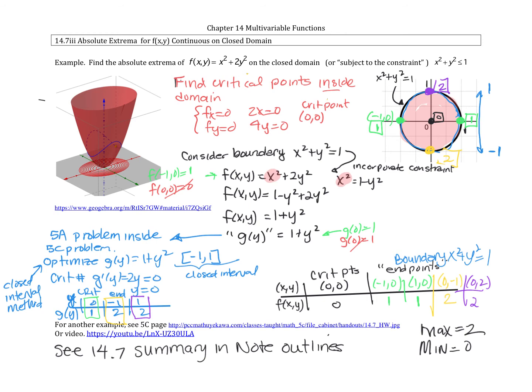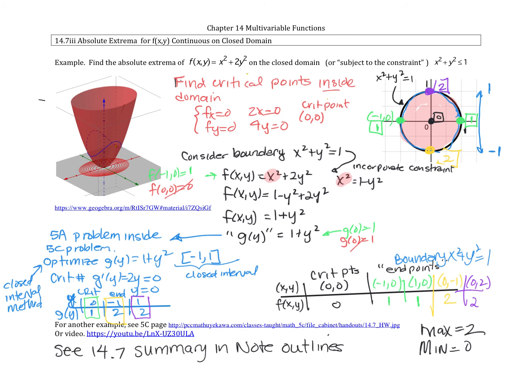All right, now I want you to understand what you're really doing here. So I've got a picture. The function x squared plus 2y squared, that's this paraboloid. It's an elliptical paraboloid. And if I just said find the absolute extreme of this function without saying any sort of constraint, it has an absolute min here, and it doesn't have an absolute max because it goes forever.